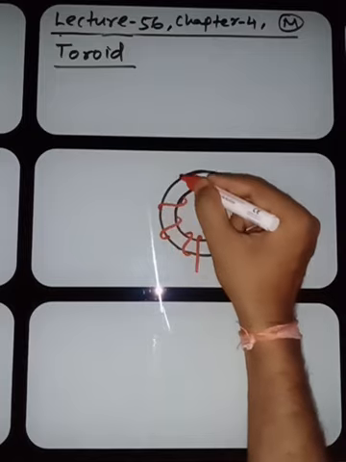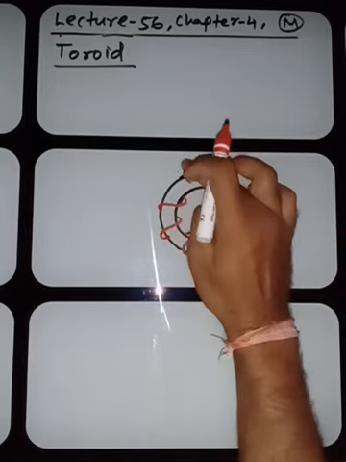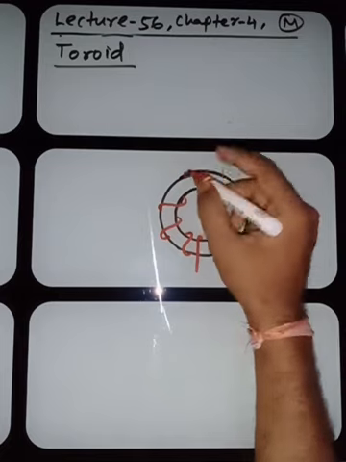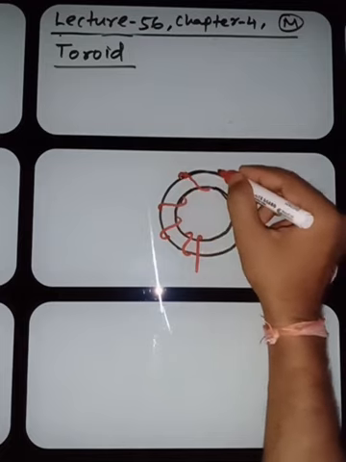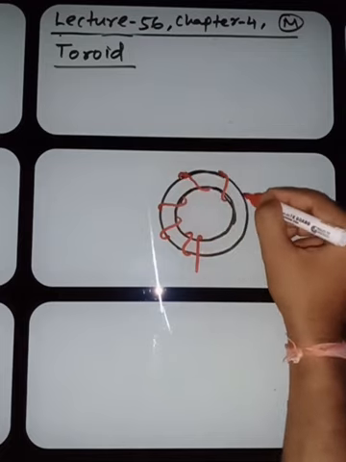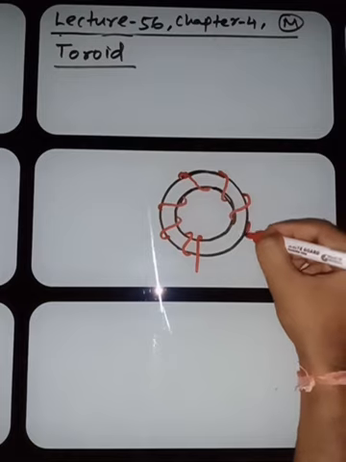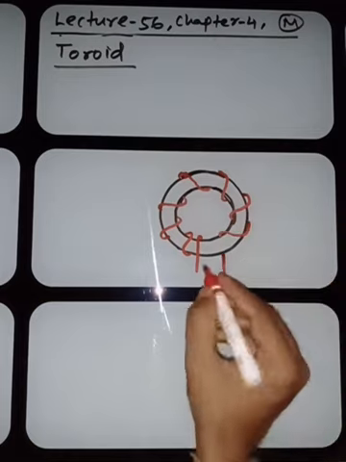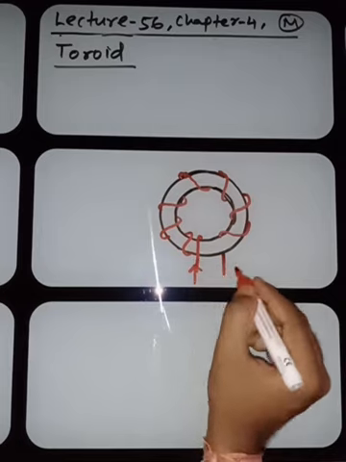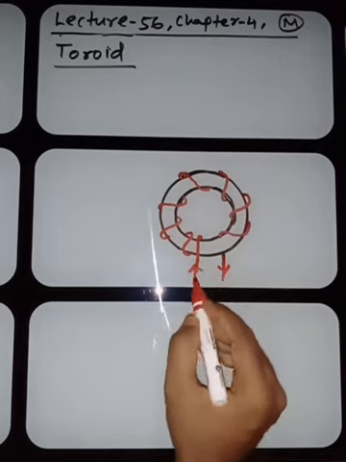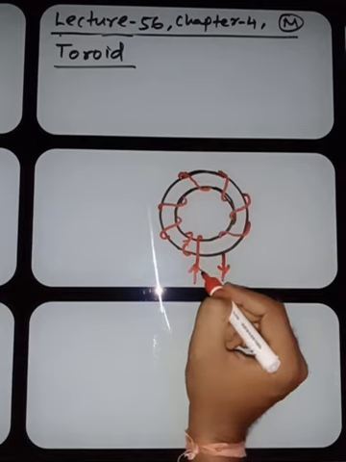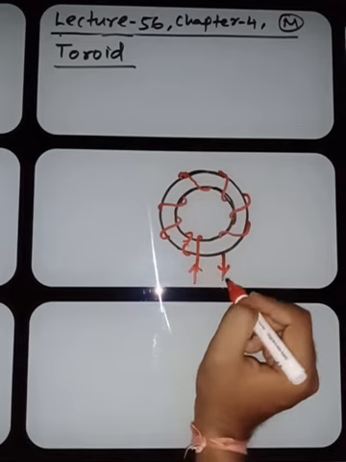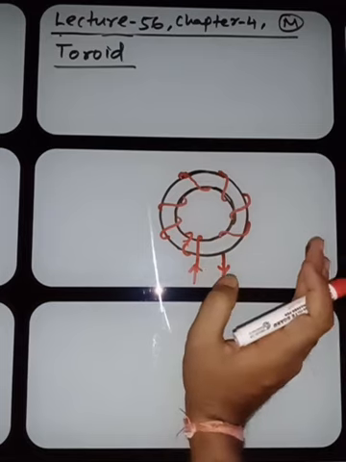In the next lecture, my dear student, I will start the class with the derivation. The current is entering, and it is leaving. So this is your toroid.